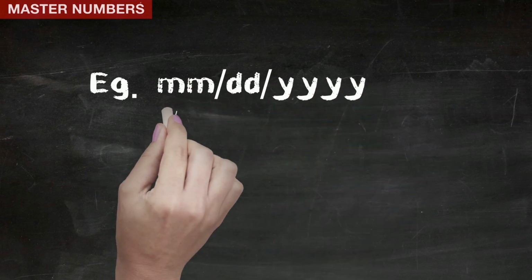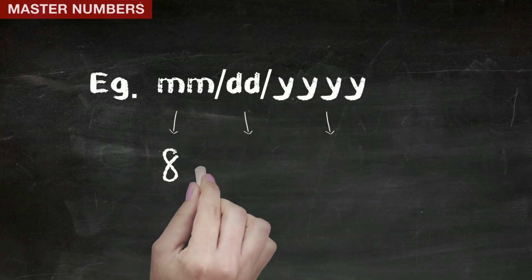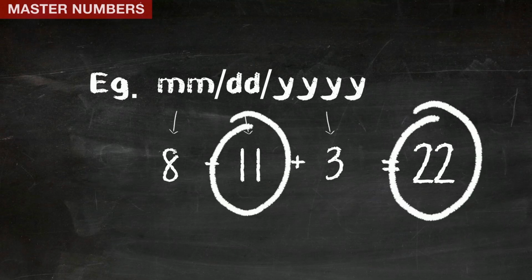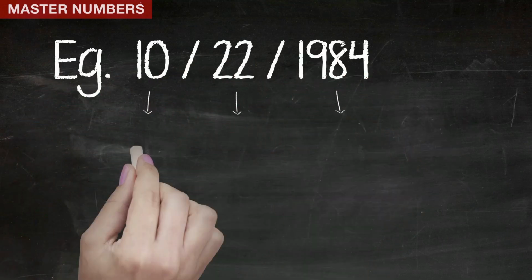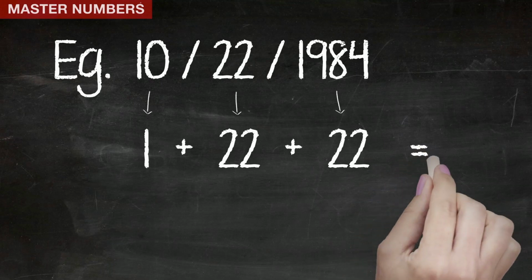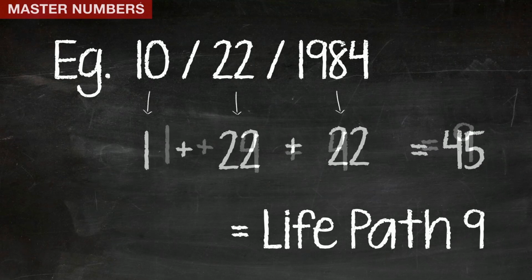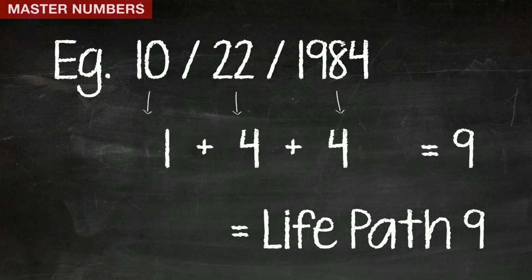A note on master numbers. During the process of reducing down to a single-digit number, when calculating the life path or any of the 5 core numbers, if at any stage the result of a sum is either 11, 22, or 33, it is considered to be a master number and is not reduced any further. For example, October 22nd, 1984 gives 1 plus 22 plus 22, which gives 45, which gives life path 9. You might ask, what's the point of doing this when the result would still be 9 if you reduced both 22s down to 4s? 1 plus 4 plus 4 equals 9.